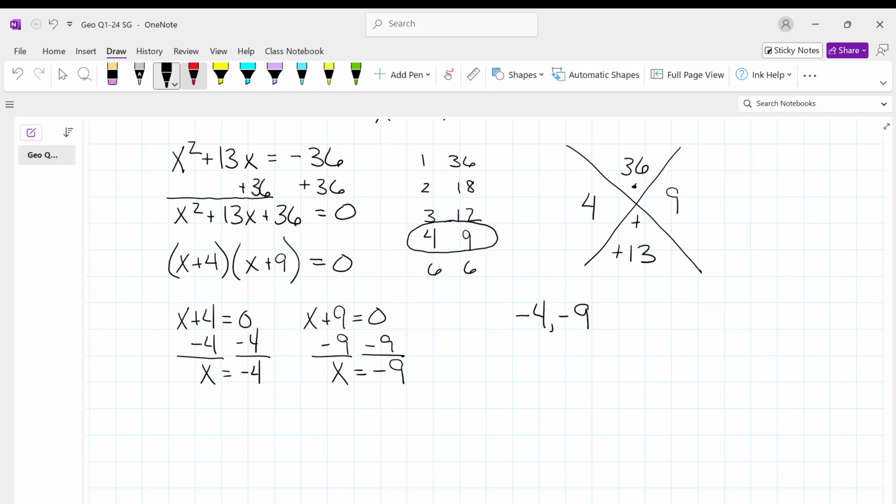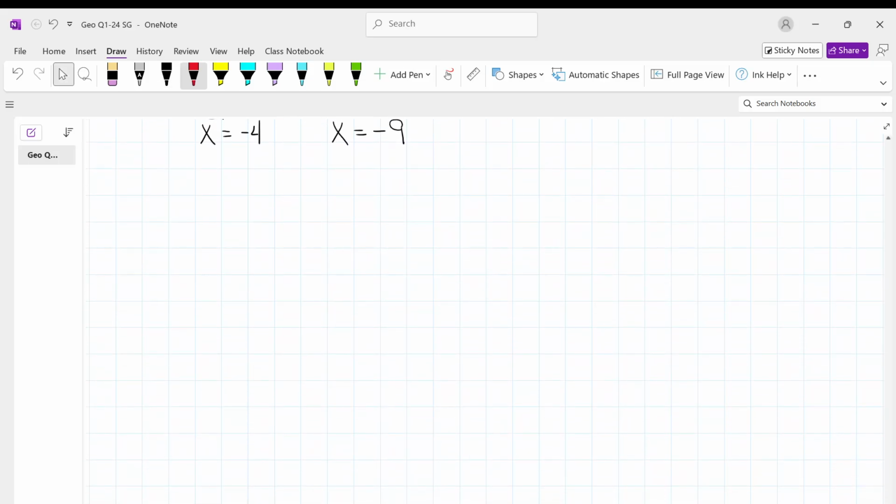All right, any questions on either of those examples? It's typically the same work we just did. You're factoring a quadratic, but you're just taking it one step further by setting the factors equal to 0 and then solving for each factor to find the solutions.